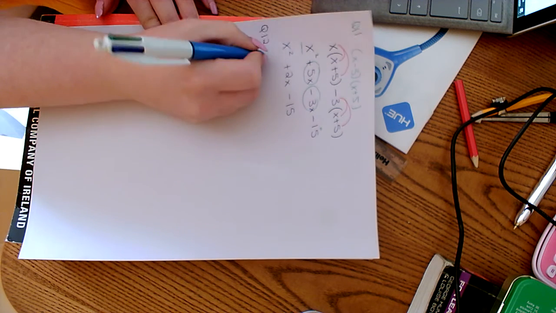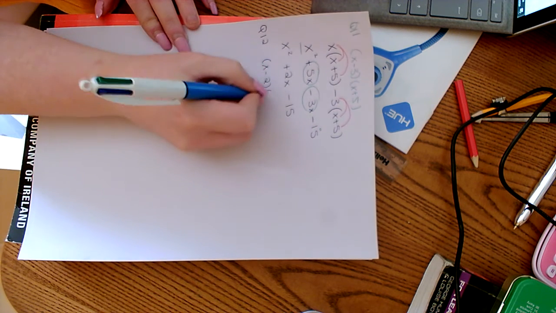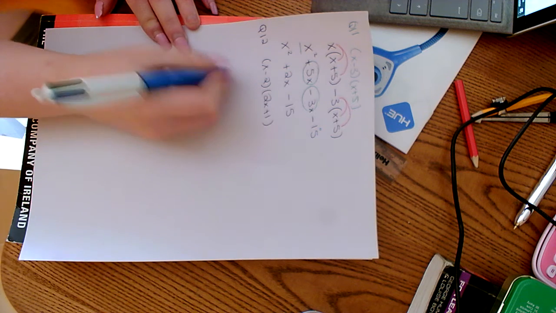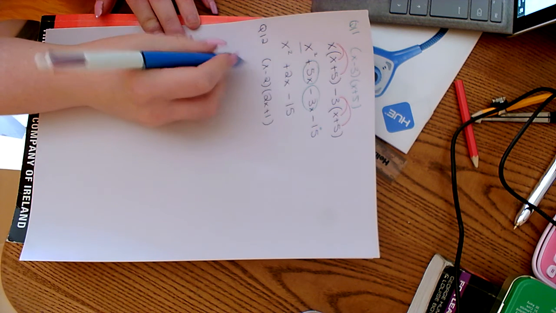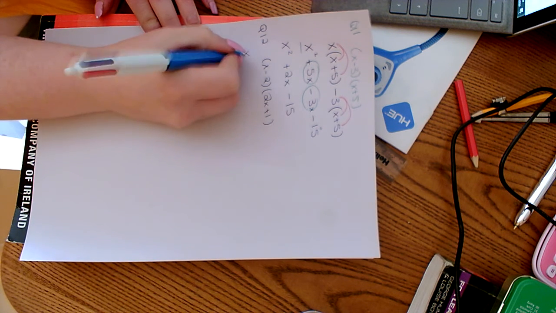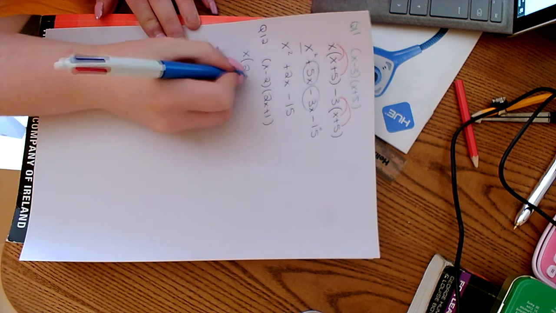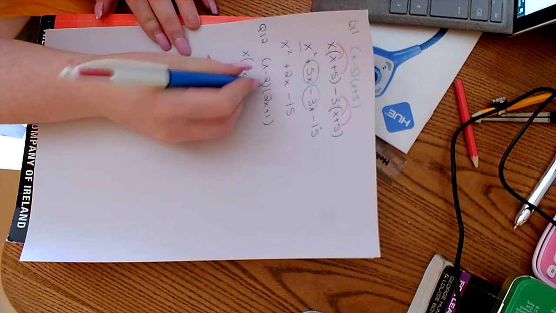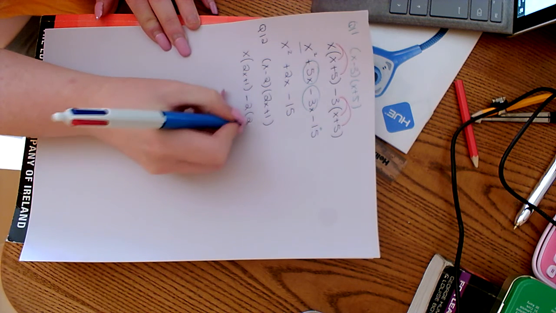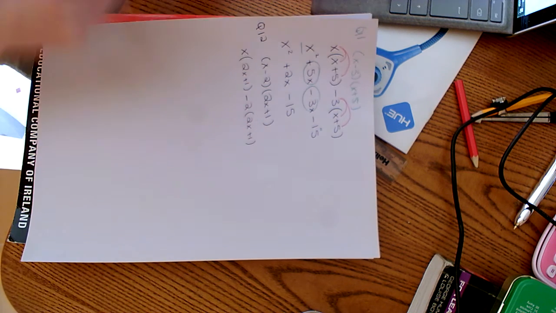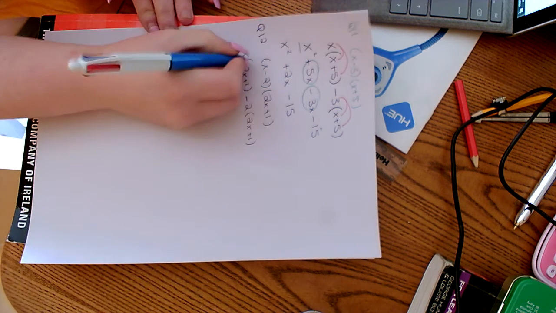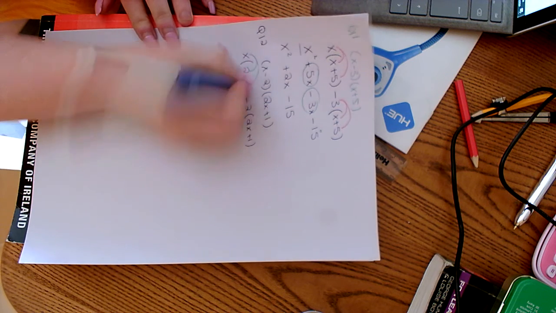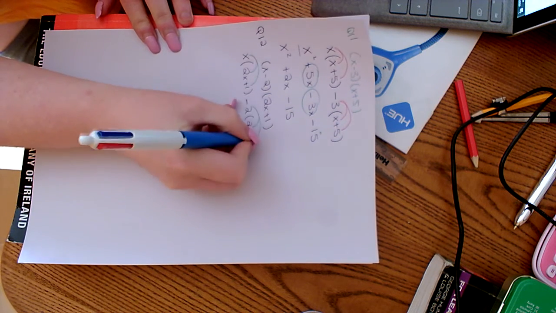Question 12 is (x minus 2)(2x plus 1). The first thing I have to do is split my brackets. So it's the first term, which is x, times everything in my second bracket, 2x plus 1. My second term, which is minus 2, times the bracket 2x plus 1. Now I have to multiply this by this, this by this, this by this, this by this.